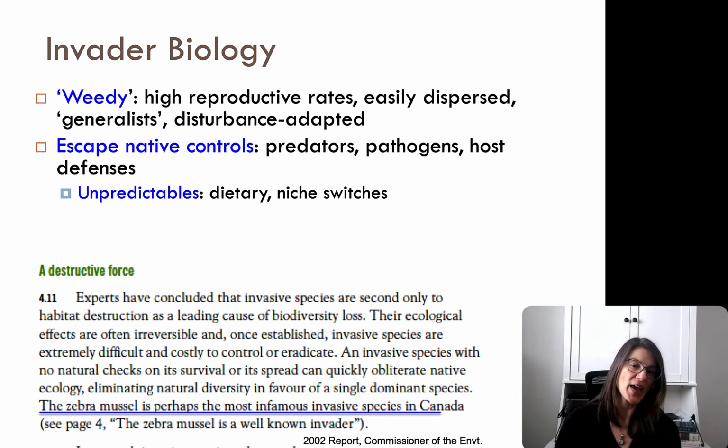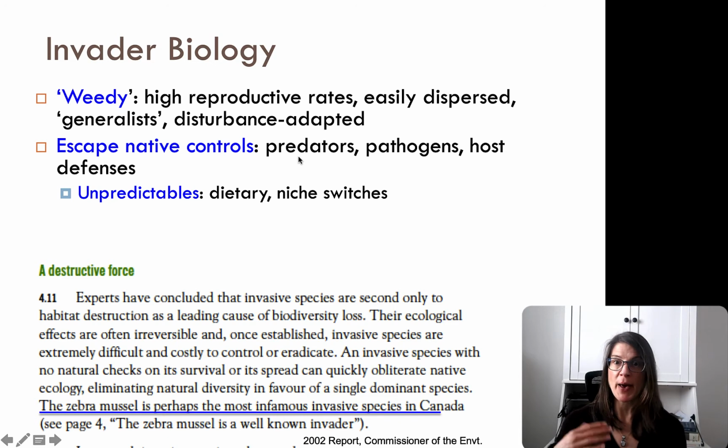And if I had to name some traits, I'd say it's weedy. It has high reproductive rates. It probably has good dispersal mechanisms. It's probably fairly generalist. It can tolerate different kinds of habitat and food, and it can shift between those as environment dictates. And being disturbance adapted seems to be correlated with invader biology. That said, decades of research on invasive species doesn't provide fail-safe or foolproof traits that you can use to predict invasion. There are a lot of unpredictables, including dietary switches.